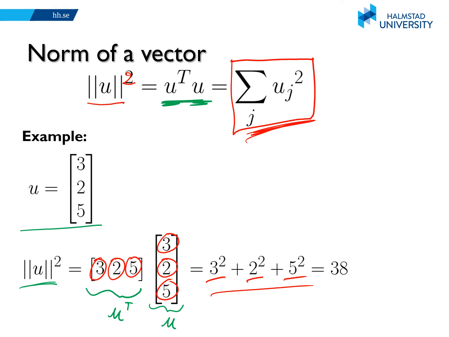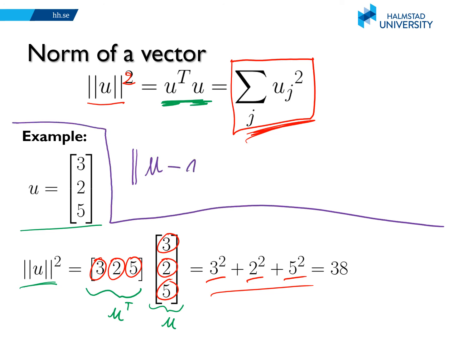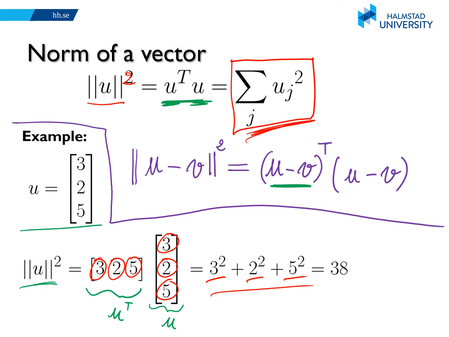Now, if you want to compute the squared distance between two vectors, so for example, we have a vector u and a vector v, and we want the squared Euclidean distance. This can be written in a more compact way, for example, using u minus v transpose times u minus v. So basically this is the dot product between this vector difference and the same vector difference.